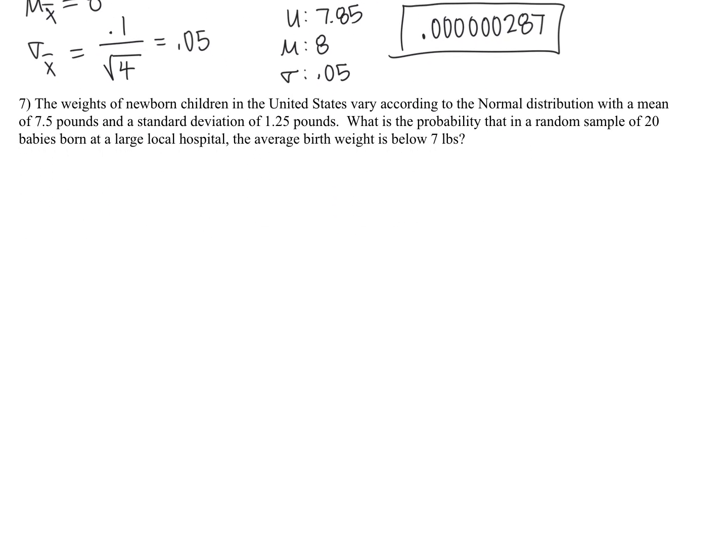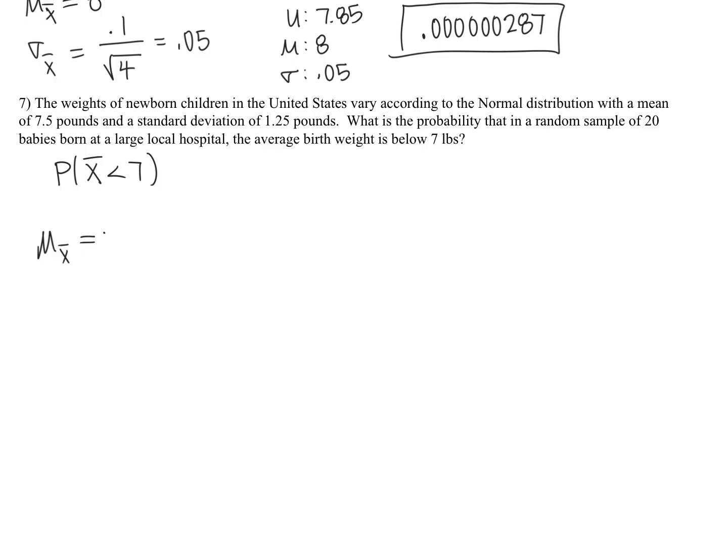In our next example, we have that the weights of newborn children in the United States vary according to the normal distribution, with a mean of 7.5 pounds with a standard deviation of 1.25 pounds. What is the probability that in a random sample of 20 babies born at a large local hospital, the average birth weight is below 7 pounds? So we're looking at the probability that X bar is less than 7.